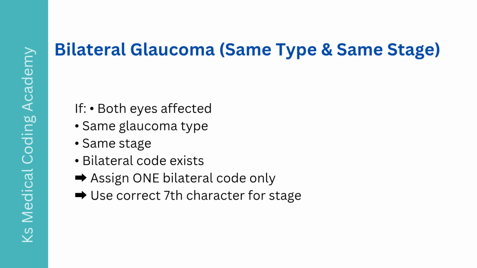Bilateral glaucoma, same type and same stage. If a patient has glaucoma in both eyes, the same type, the same stage, and the ICD-10-CM classification provides a bilateral code, then assign only one bilateral code, using the correct seventh character for the stage. Do not code each eye separately in this case.